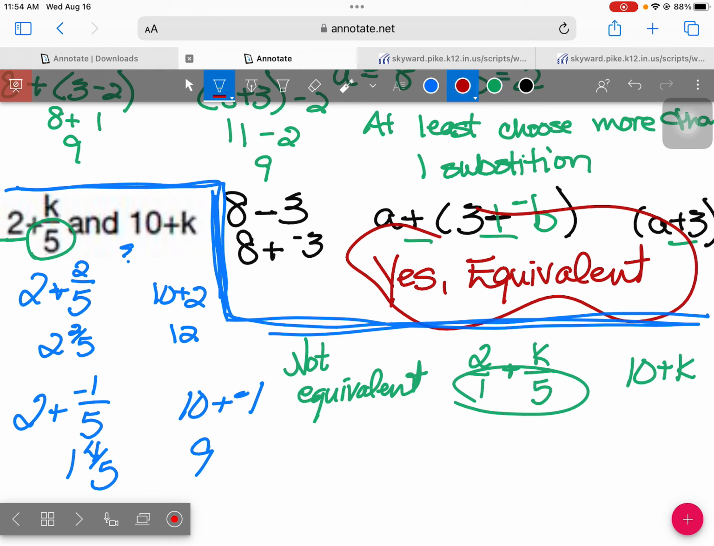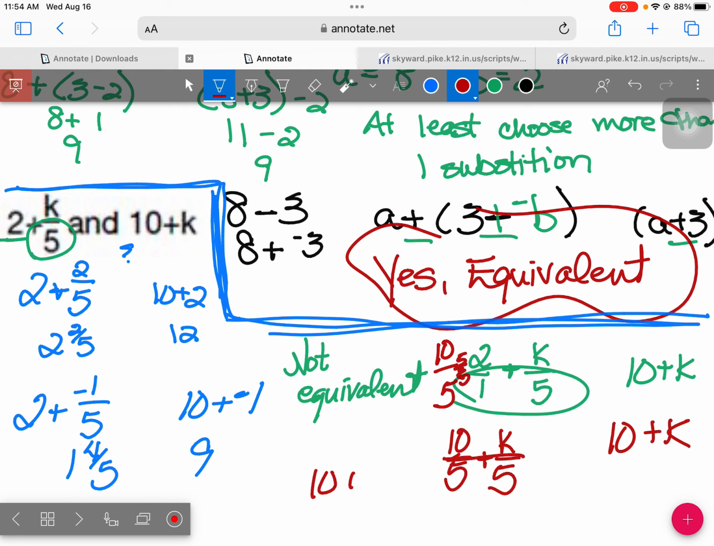Yeah, it's 5. So if I want to change this to a 5, what's my new numerator going to be? 10, because you're multiplying by 5 over 5, which is really a form of 1. So this is 10/5 plus k/5. Is that equivalent to 10 plus k? Well, you can put those together and say 10 plus k divided into 5 parts. Is that the same as 10 plus k? No, it is not. So that's how you can prove that algebraically.